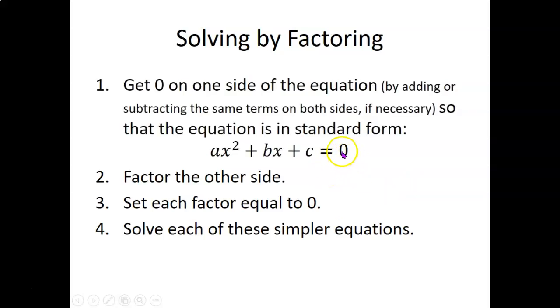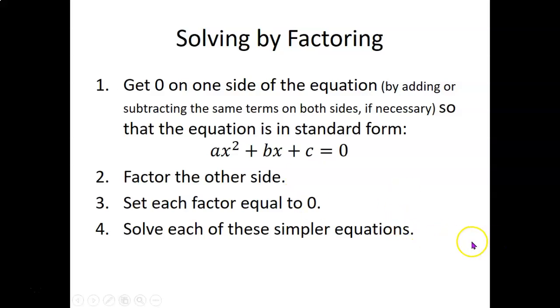If there's something other than 0 over here, you'd want to add or subtract the same thing on both sides, so you do have a 0. So you have it lined up like this: x squared term, x term, and constant term all on one side equal to 0 on the other side. Then factor the side that isn't 0. Then set each factor equal to 0 in its own equation, and then solve each of those simpler equations.